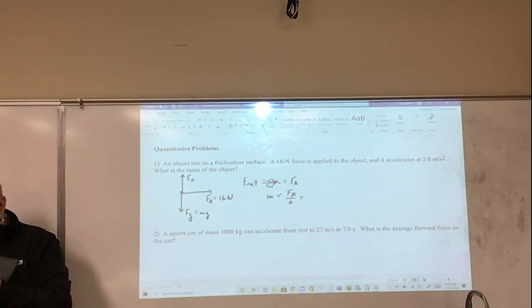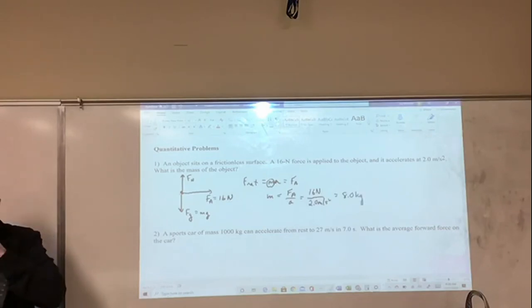And what's my applied force? 16 newtons. And my acceleration is 2.0 meters per second squared. So my mass is 8.0 kilograms.